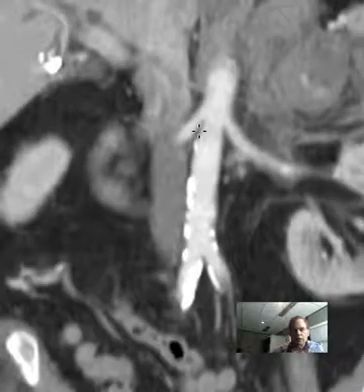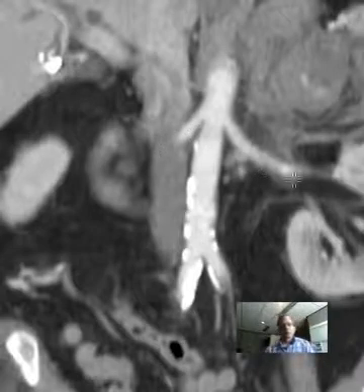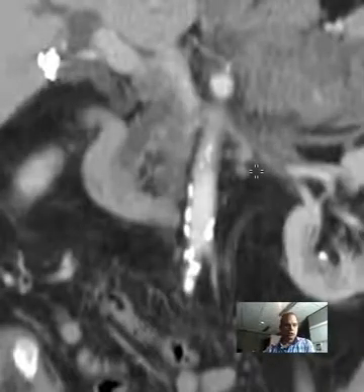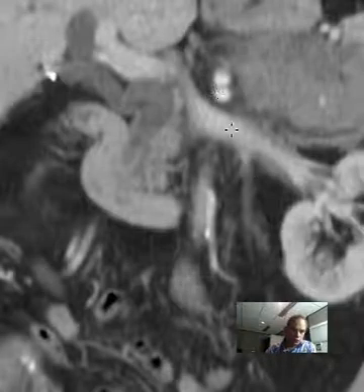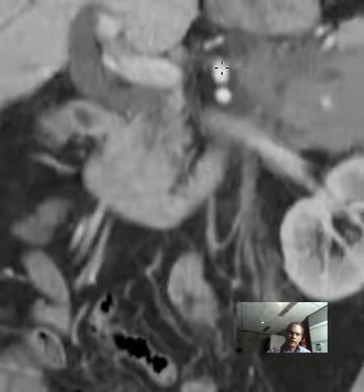What's coming off the aorta on both sides? The renal veins. And you go forward, and here's two arteries. See that? That's beautiful, right here. This is a nice shot showing the celiac artery and the superior mesenteric artery.